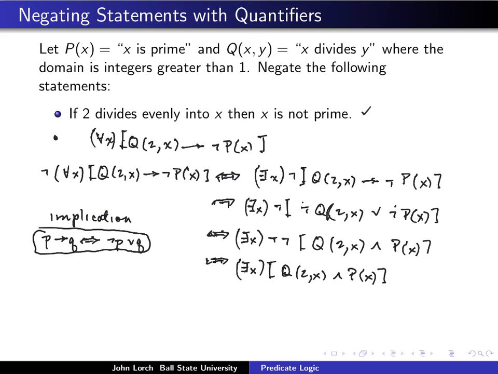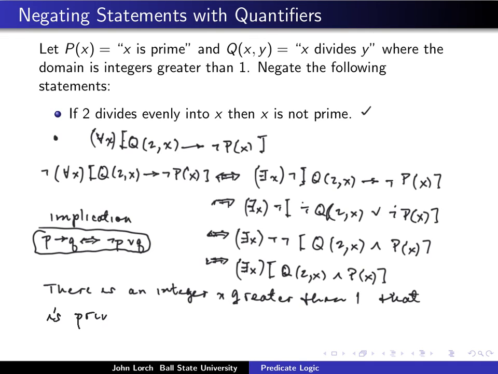So now if we translate the negation into English, it says that there is an integer x greater than 1 that is prime and even, right? Prime and, if 2 divides evenly into x, then that means that x is even.